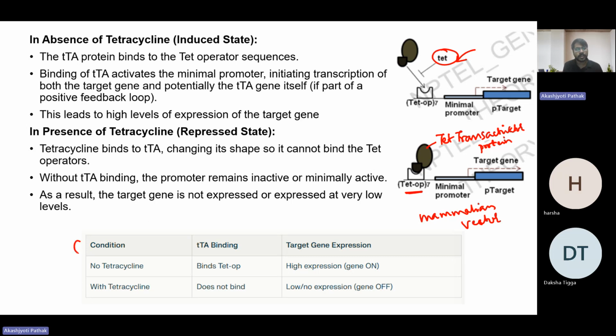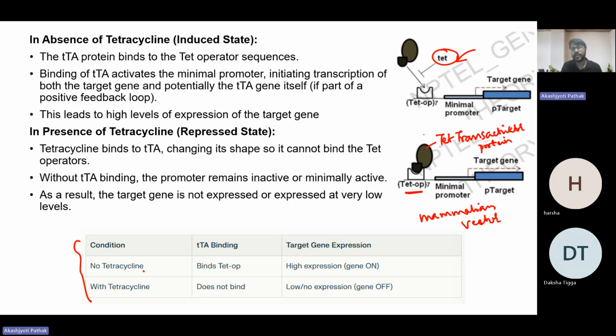Okay. So note, see this table. In absence of tetracycline, this transcriptional transactivator will bind to the operator and there will be high expression. While with tetracycline, what is happening? This transcriptional transactivator will not bind to the operator and there will be no expression or very low expression. So this is somewhat different from the bacterial IPTG induction system that we learned. In absence of tetracycline only there will be expression. In presence of tetracycline, there will be no expression.